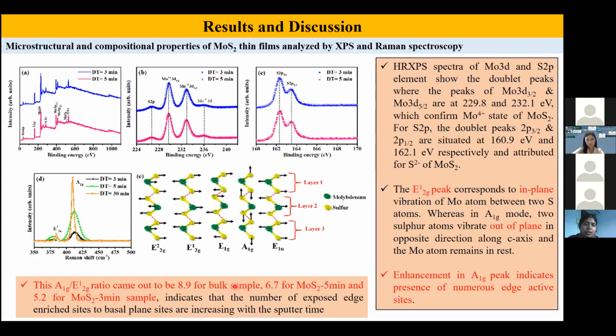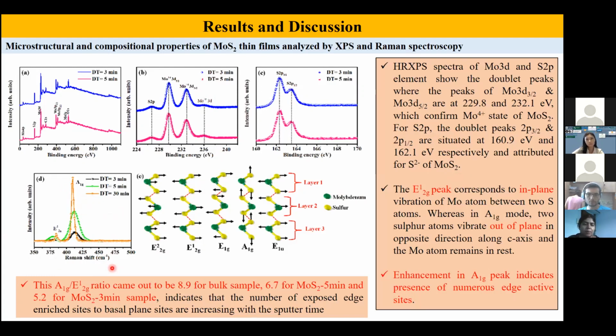I also studied XPS and Raman spectroscopy. By XPS and Raman spectroscopy, we confirm that our deposited MoS2 thin film is highly pure, because Mo and S are confirmed by XPS, but there is a little bit of oxidation on the surface, as you see Mo6+. But it's just a very thin oxidation layer due to ambient conditions. And the Raman spectroscopy confirmed again the hexagonal phase.